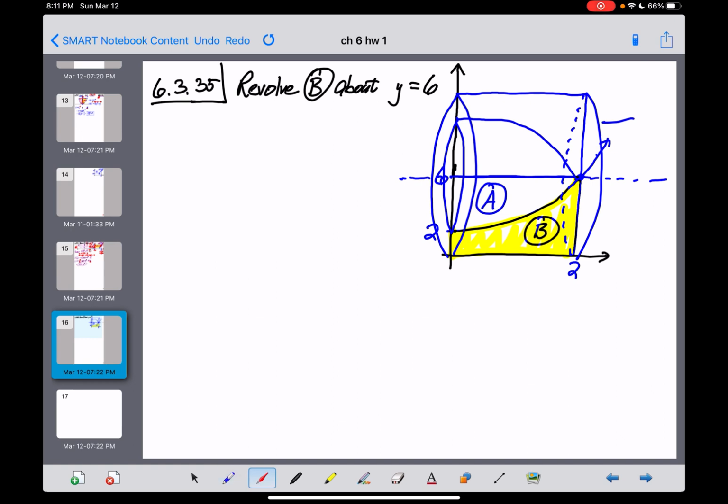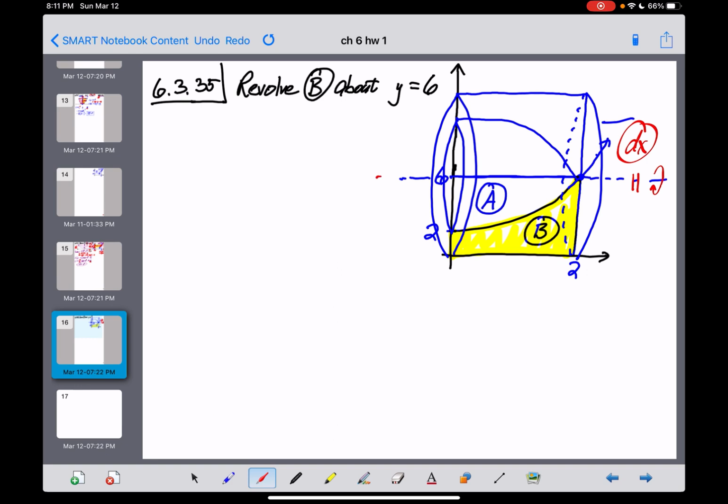Okay, two questions we've got to decide right away. First of all, dx or dy. Anytime your axis of revolution is horizontal, we cut those slices perpendicular to the axis of revolution. This is a dx problem. Got it.